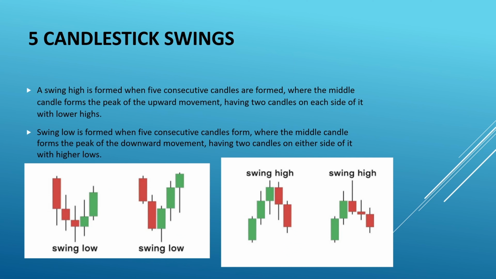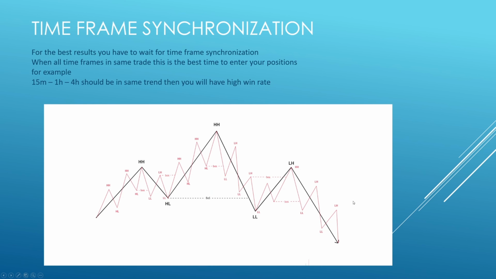A swing high is formed when 5 consecutive candles are formed, where the middle candle forms the peak of the upward movement, having two candles on each side of it with lower highs. A swing low is formed when 5 consecutive candles form, where the middle candle forms the peak of the downward movement, having two candles on either side of it with higher lows. So this is swing low, swing low, swing high, swing high.